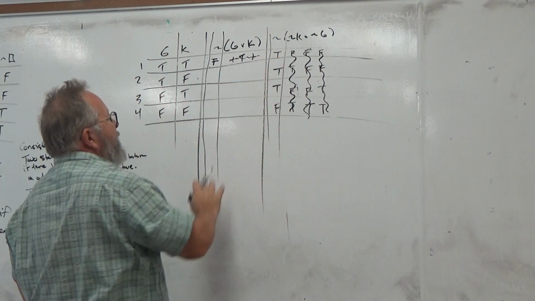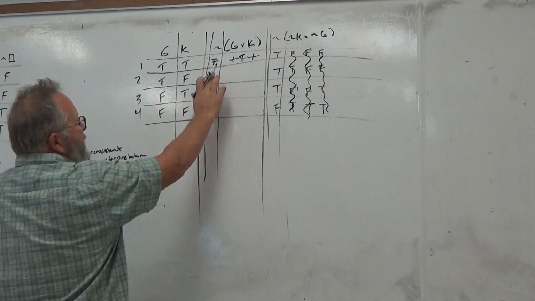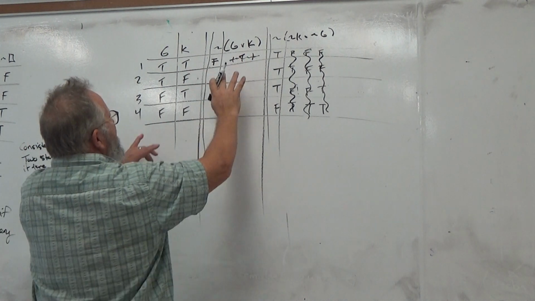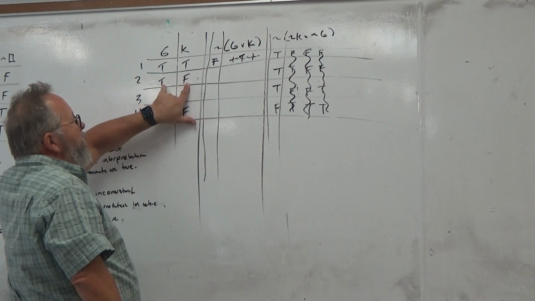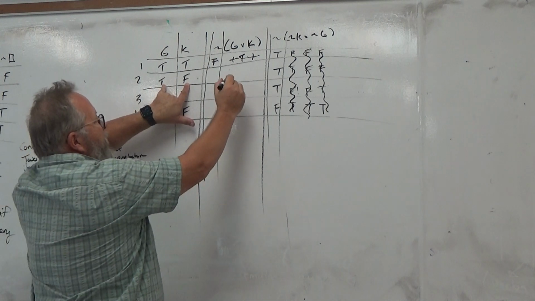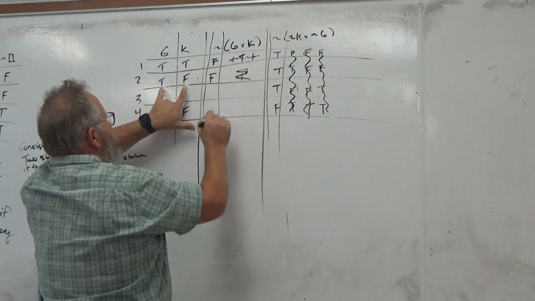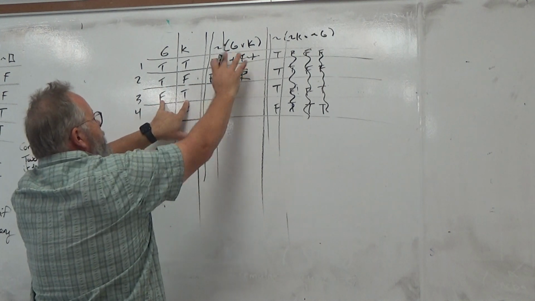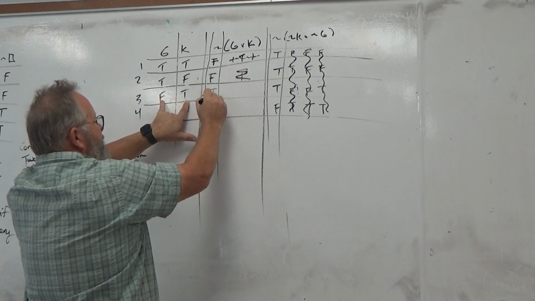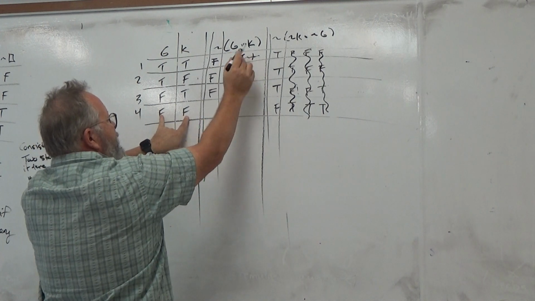Okay, over here, I've only done the first one. Okay, let's look at this. G or K. True or false is true, but negated makes it false. False or true is true, negated makes it false. False or false is false.